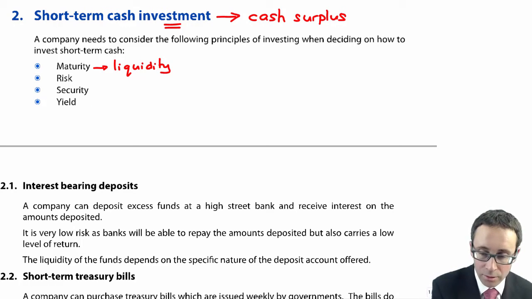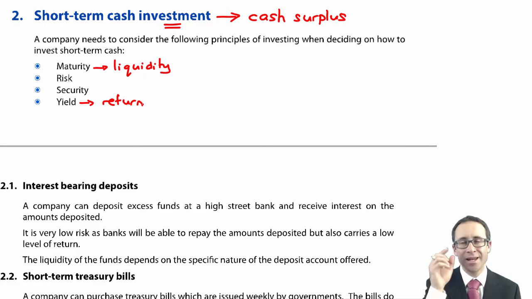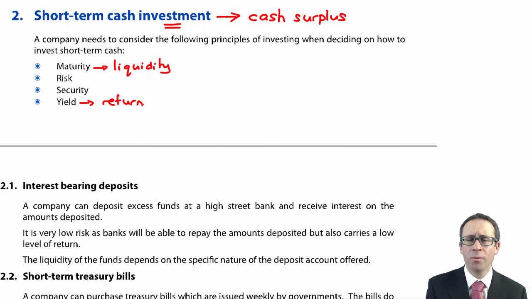When you're thinking about the yield, we're thinking there about the return, aren't we? Fancy name is looking at the return, whether that yield, that return, is via interest or whether it is via some form of capital growth.